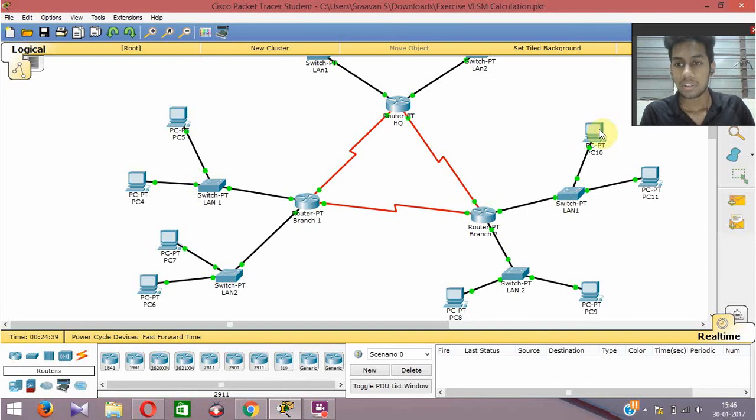Similarly in branch 2, the requirement is around 12 hosts. So the closest power of 2 is 2 power 4, that is 16 hosts. So we need 4 host bits and 28 network bits, so that can be given as 255.255.255.240. So this is basically our subnet mask for all the three different requirements of the three different branches.